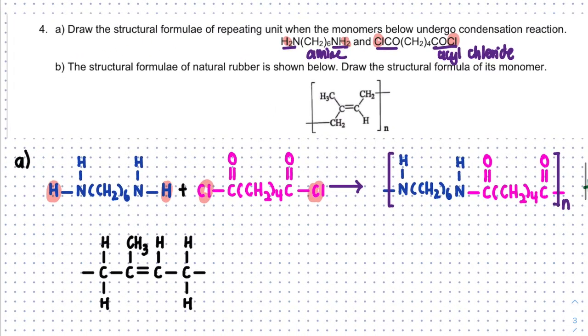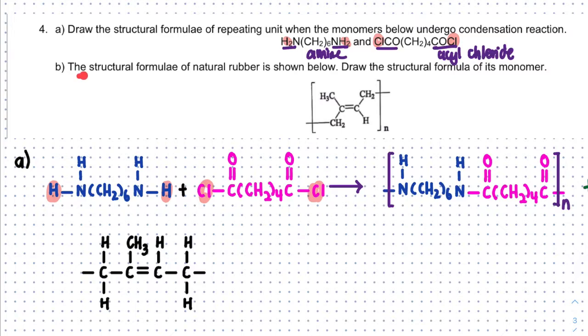Okay, but then once you have removed it, gabungkanlah yang N ni, gabung terus dengan our C double bond O. But don't forget the start and at the end there, we have to show the bracket, and the N is actually n. Nak bagi tahu our repeating unit. Okay, condensation reaction is quite straightforward. Okay, let's look at question B.